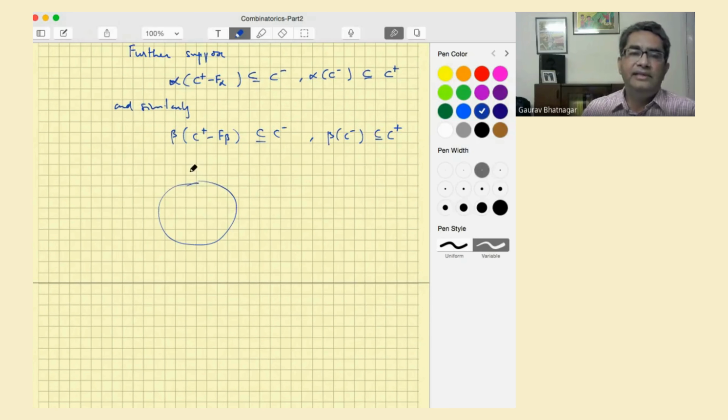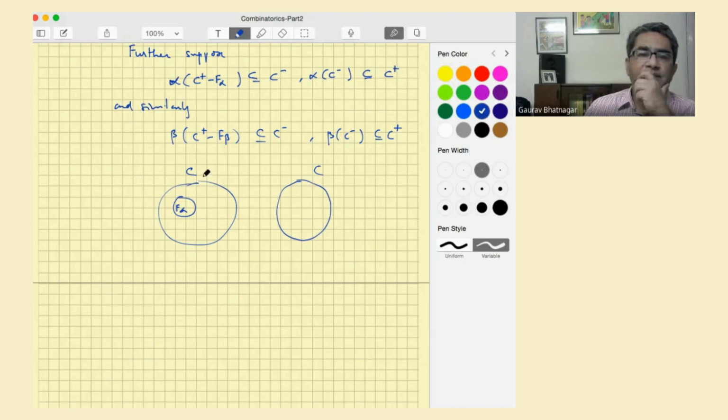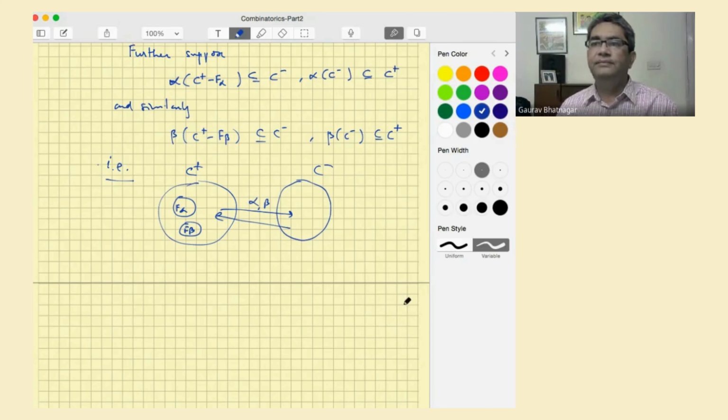Again, it's really the same thing, but I'm just making it over here as a separate statement. Suppose we have F alpha here, and these are C plus and C minus, and basically alpha is going from here to here and here to here, and similarly beta. But F alpha and F beta stay right here in C plus. This is what we are saying. I hope this picture is clear. Is that clear?